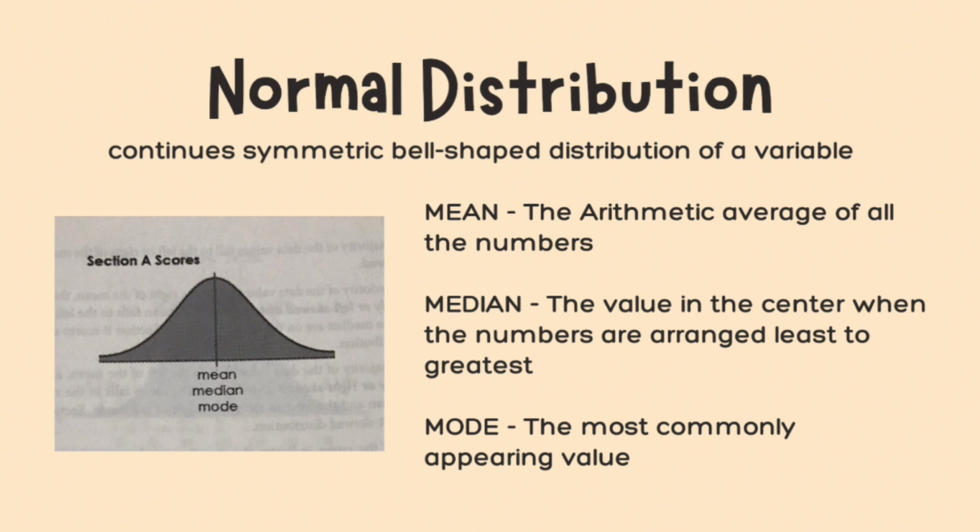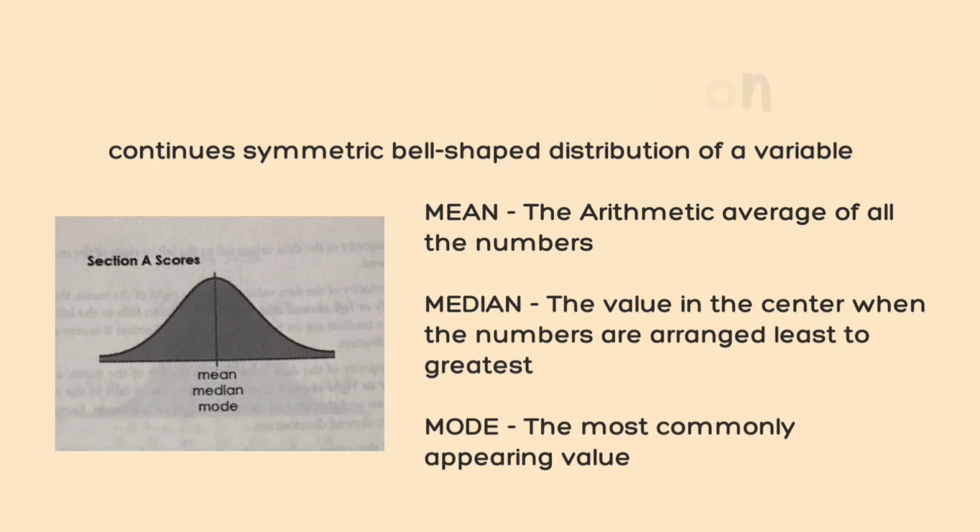Mean. This is the arithmetic average of all the data points, and in a normal distribution, the mean, median, and mode are all equal and situated at the center of the curve. Median. The median is the value that lies in the middle when all the data points are arranged from least to greatest. Mode. This is the value that appears most frequently in the data set.